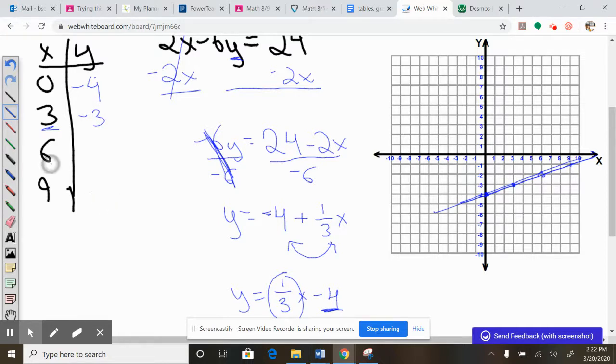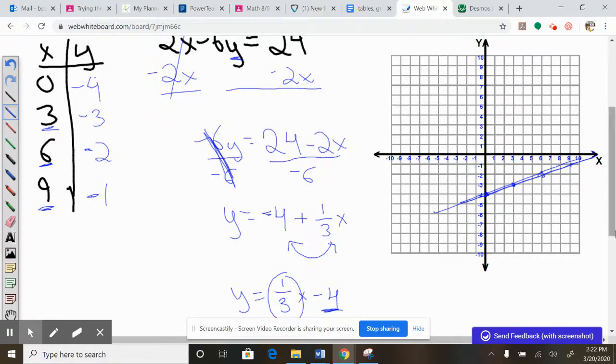If I plug 6 in for x, now I'm doing 1/3 of 6. 1/3 of 6 is 2. 2 minus 4 is negative 2. Plug 9 in. So I do 1/3 of 9, which is 3. And 3 minus 4 is negative 1.